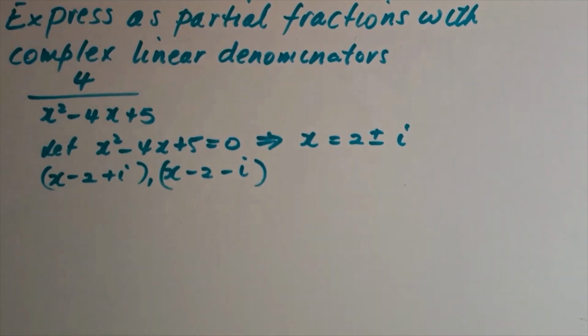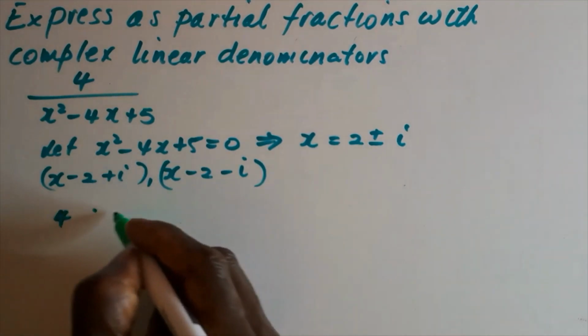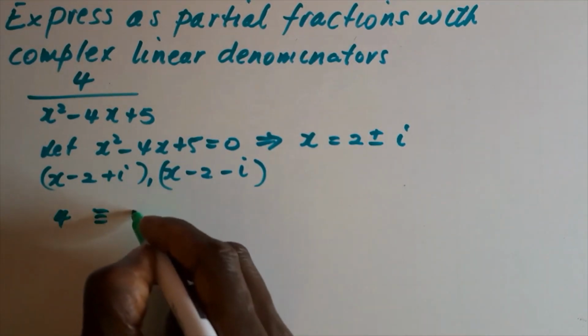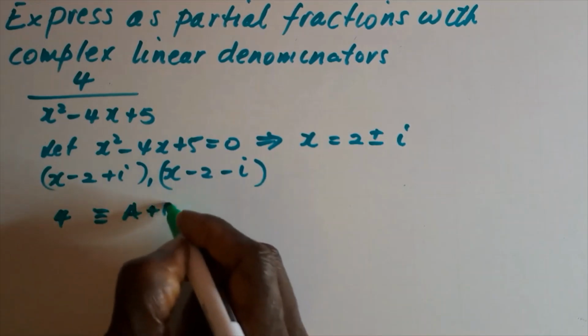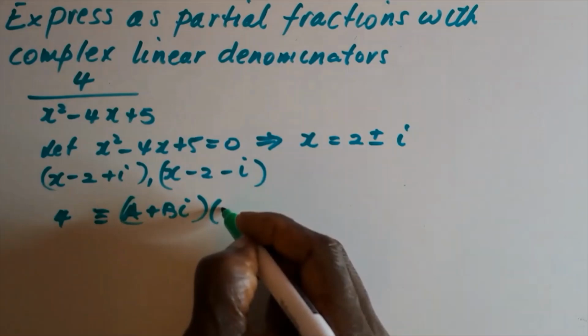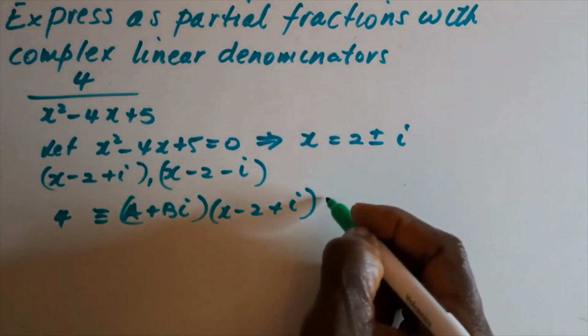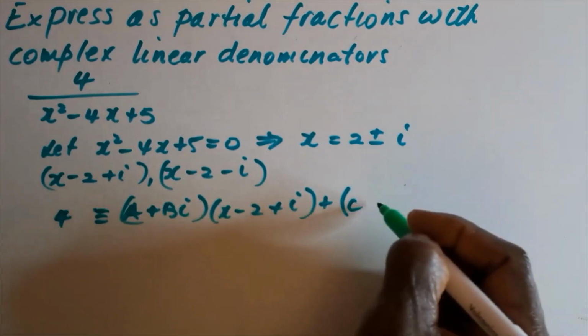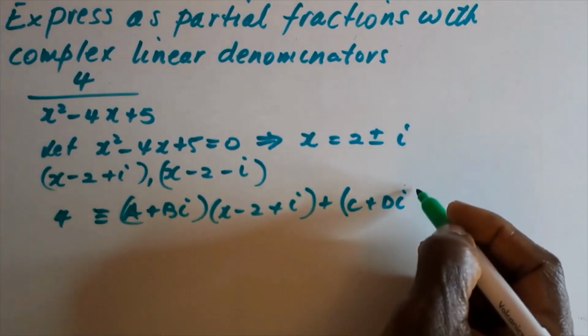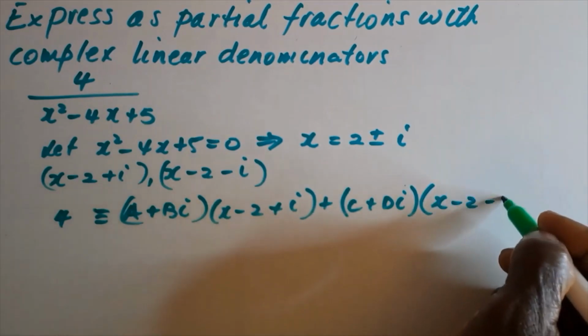Now because both the left and the right hand side had the same denominator, x squared minus 4x + 5, we can write that 4 is equivalent to (a + bi)(x - 2 + i) added to (c + di)(x - 2 - i).